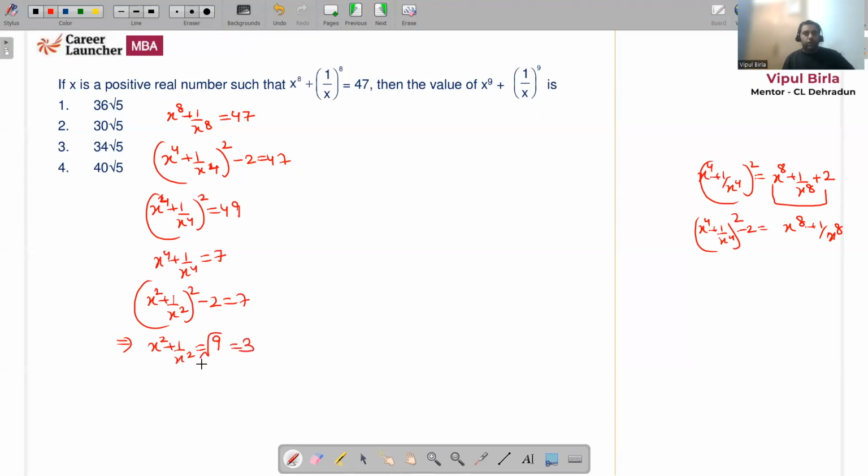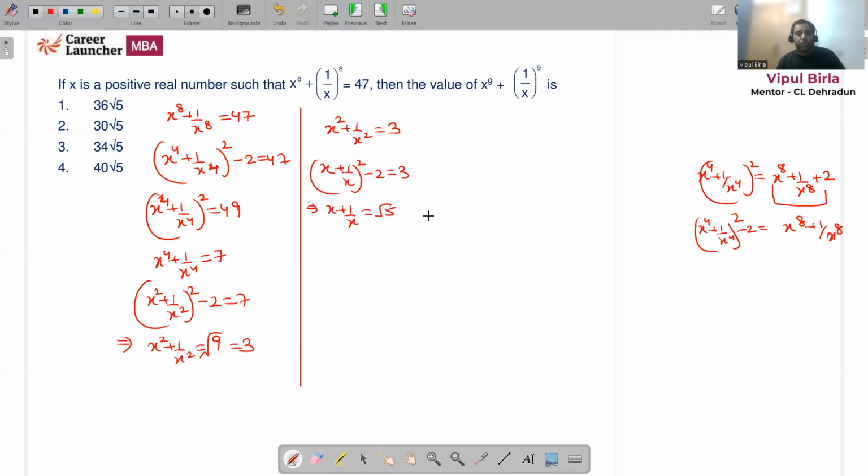And from this, if x square plus 1 by x square is equal to 3, we'll calculate the value of x plus 1 upon x, extrapolating the same logic. So x square plus 1 upon x square is equal to 3. So (x plus 1 upon x) whole square minus 2 equals 3, which gives me x plus 1 upon x equals root 5. Now we know the value of x plus 1 upon x.